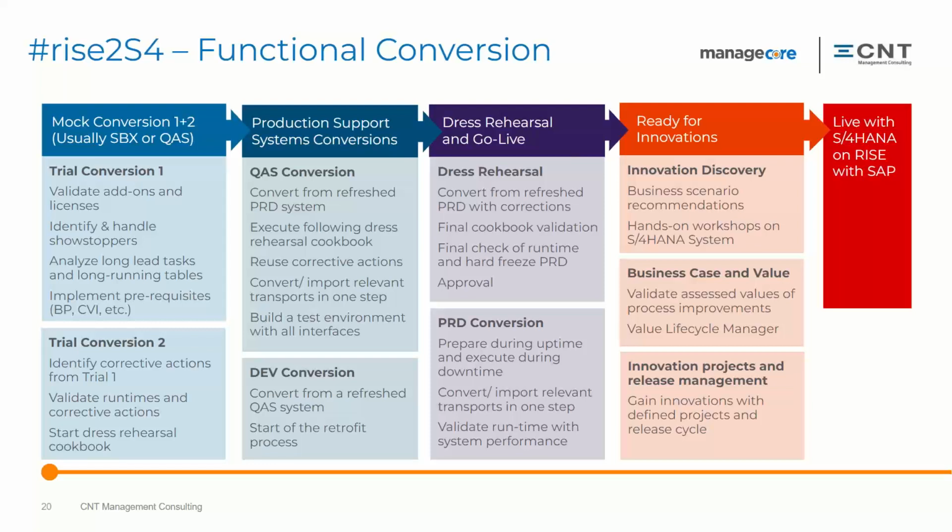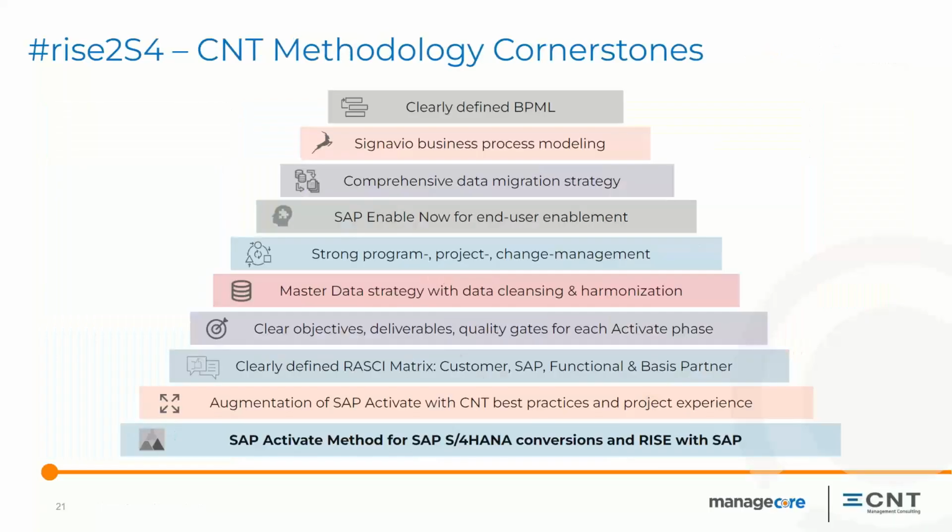So we typically do two mock conversions into the cloud. Then we do the production support systems, QAS and development, and build our way up to the production system. We do one dress rehearsal, and then the production cutover, and then we call it ready for innovations, because of the step to RISE and the step to S/4HANA. Getting there is only the first step in a journey to do much more with the environment, because now we have the potential and capability to do so.